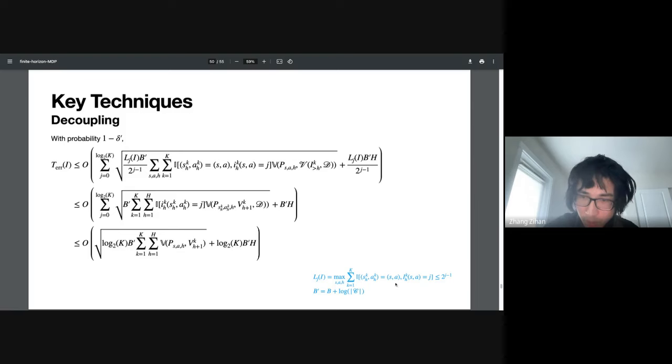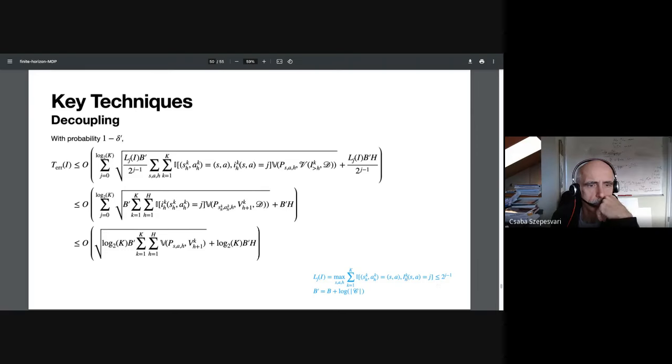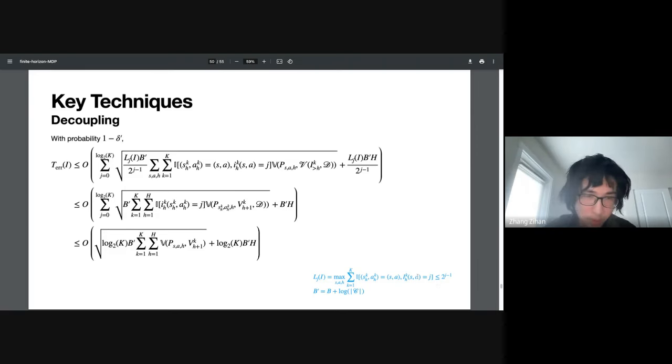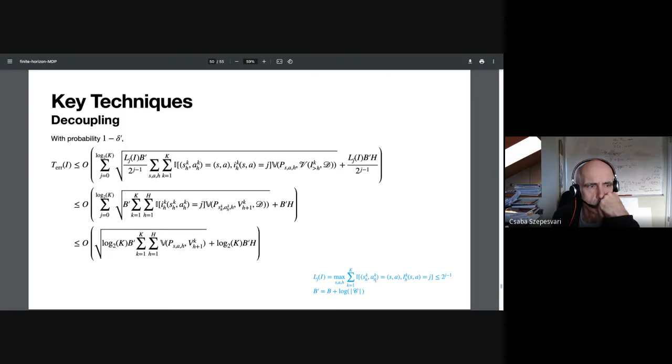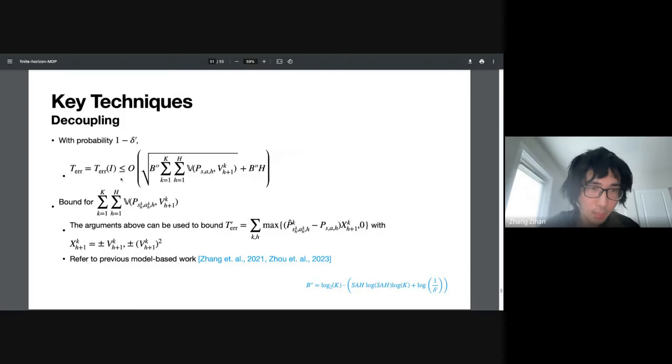By definition, it is of this form. That is actually the count of visits to SEH in the jth batch of the true trajectory. Since each jth batch contains at most 2 to the power of j minus 1 samples, Lj of capital I is at most 2 to the power of j minus 1. This is by the definition of this random variable. This is the profile. Finally, we get the desired bound of this term.